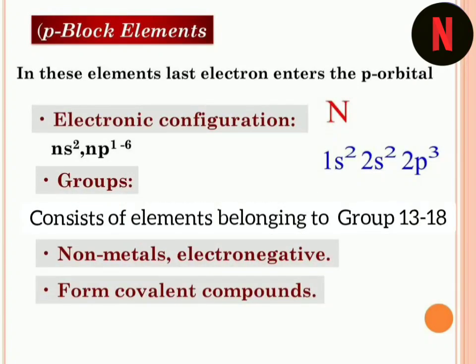Next is p block elements. In these elements, the last electron enters the p orbital. The general electronic configuration is ns2 np1 to 6. For example, nitrogen, which is a group 15 element, has the electronic configuration 1s2 2s2 2p3. The p block elements comprise elements belonging to group 13 to group 18. These elements are mostly non-metals. They are electronegative and form covalent compounds.